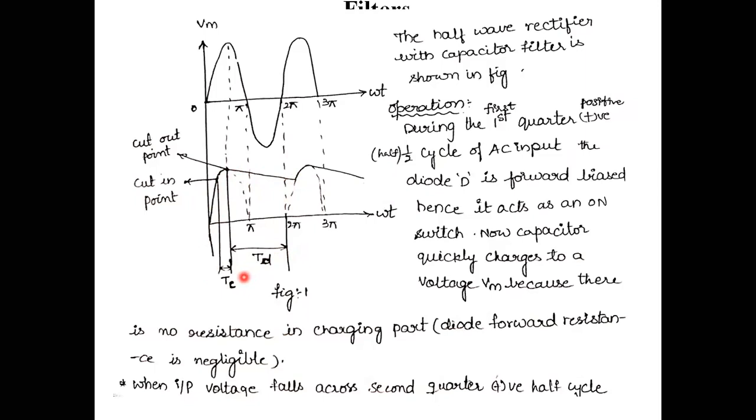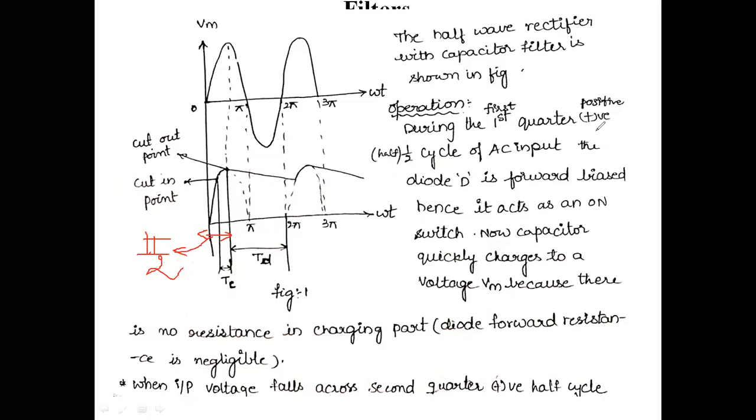Charging time we take as TC, discharging time we take as TD. During the first half cycle, that means the first quarter half cycle, this is the first quarter half cycle. We can call this first quarter cycle pi by 2. 0 to pi is a half cycle. This pi by 2 is the first quarter half cycle.